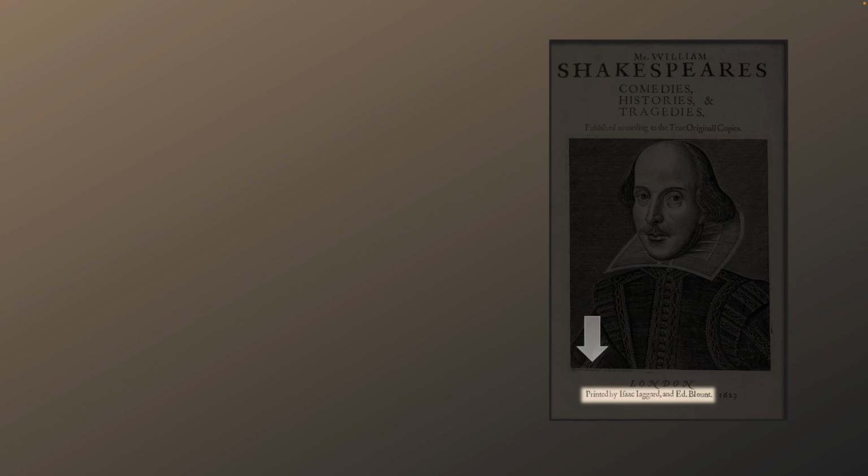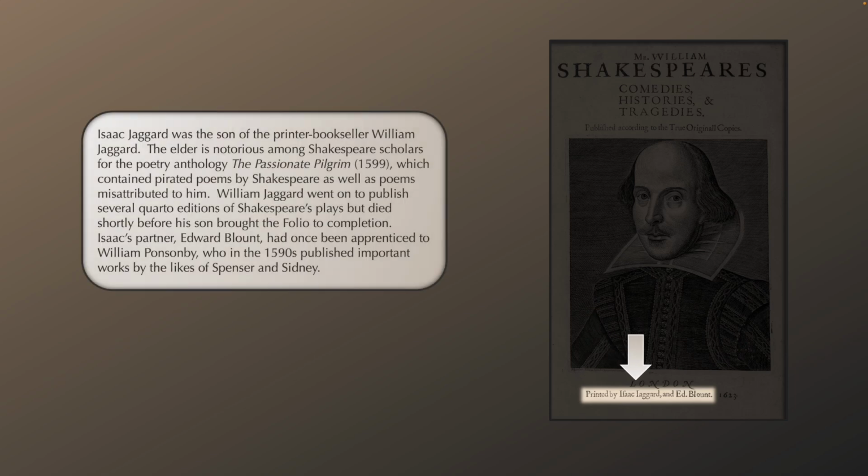So it was printed by Isaac Jaggard and Edward Blunt. Again, 1623. Isaac Jaggard was the son of the printer bookseller William Jaggard. The elder Jaggard is quite notorious among Shakespeare scholars for the poetry anthology The Passionate Pilgrim, which he printed in 1599. And it contained pirated poems by Shakespeare, as well as poems that were misattributed to Shakespeare.